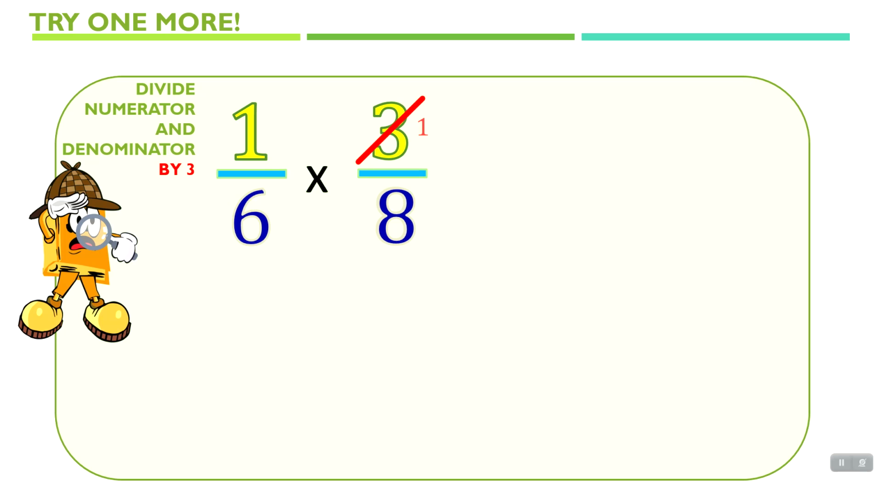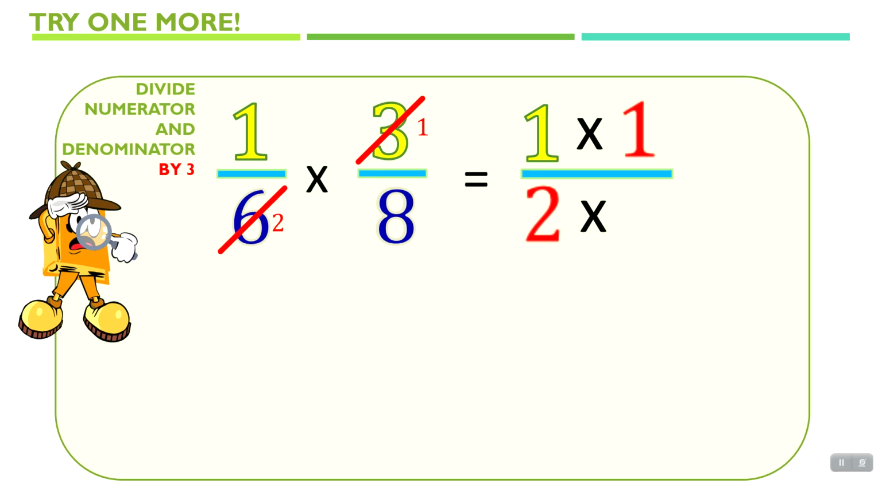3 divided by 3 is 1. 6 divided by 3 is 2. And now we simply multiply numerators together, and we multiply denominators together, and we get 1 out of 16, which is our answer in lowest terms.